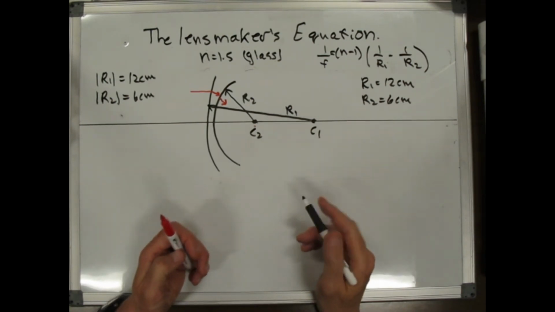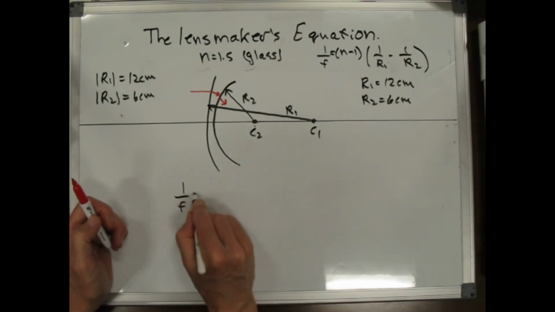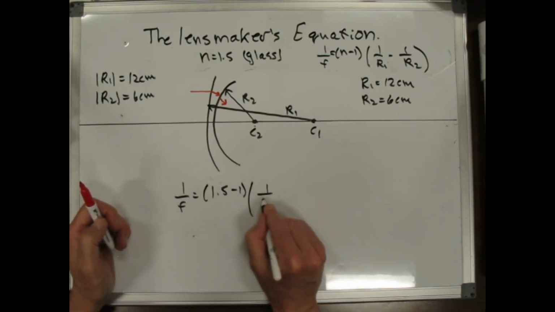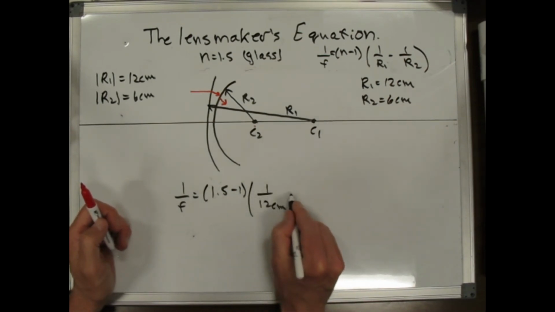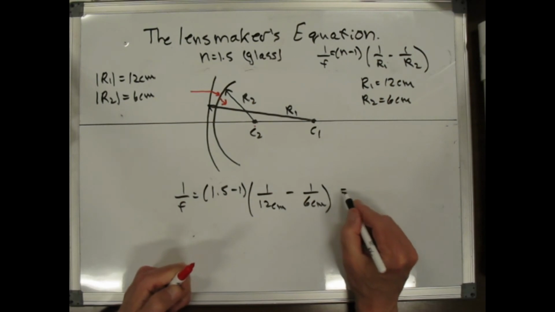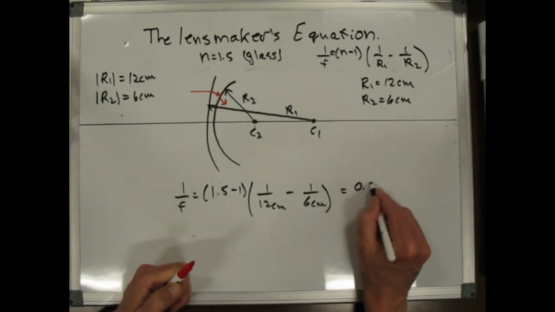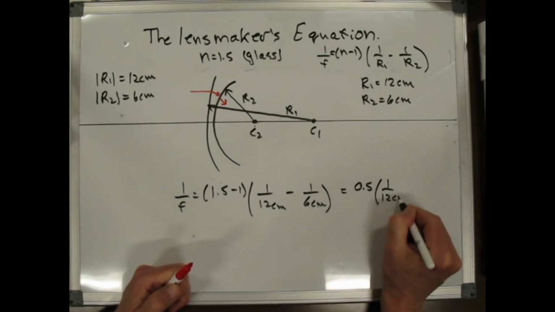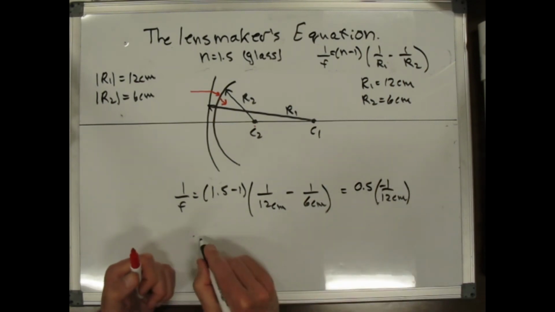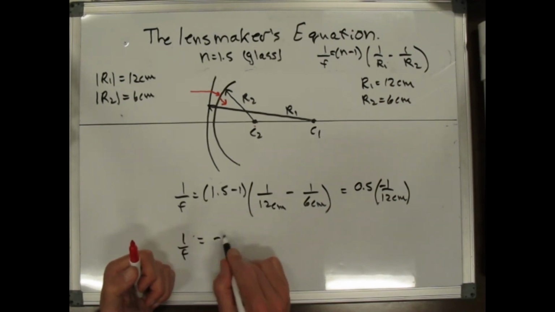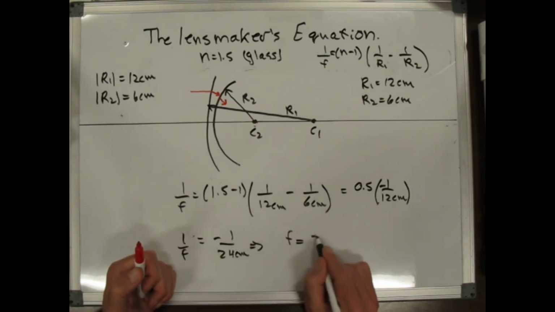And that gives you a focal length that you just calculate the same way. It's 1.5 minus 1 times 1 over R1, which is 1 over 12 centimeters, minus 1 over 6 centimeters, which is 0.5 times minus 1 over 12 centimeters, or 1 over f is equal to minus 1 over 24 centimeters, which gives f is equal to minus 24 centimeters.